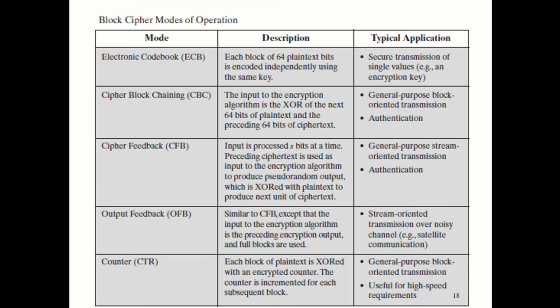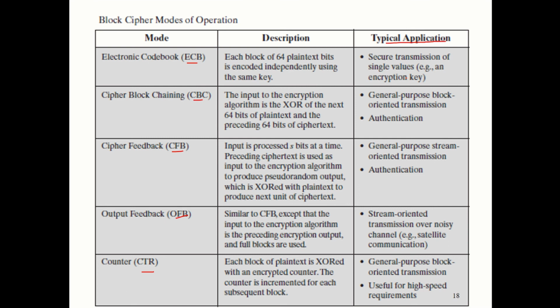This table summarizes all the encryption modes, starting from ECB, CBC, CFB, OFB, and CTR. You see, now this is a description for each one. It's already mentioned in the slide. And this is the typical application for each one. So for ECB, it is not secure. It has some limitations, but it is used for secure transmission of a single value only. For a long value or long message, it cannot be used.